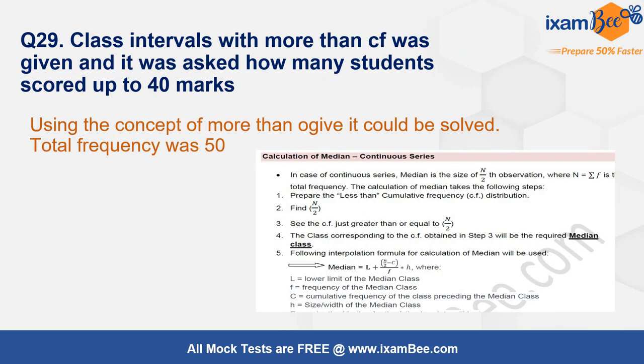Next question was on class intervals with more than cumulative frequency given, and it was asked how many students scored up to 40 marks. So basically a more than cumulative frequency distribution is given to you, and the total frequency of the data was 50, and you have to find out the students who scored up to 40 marks. So you have to remove the number of students who scored between 50 to 40. And this concept is also explained in our median chapter, the cumulative frequency distribution and how it is being interpreted.